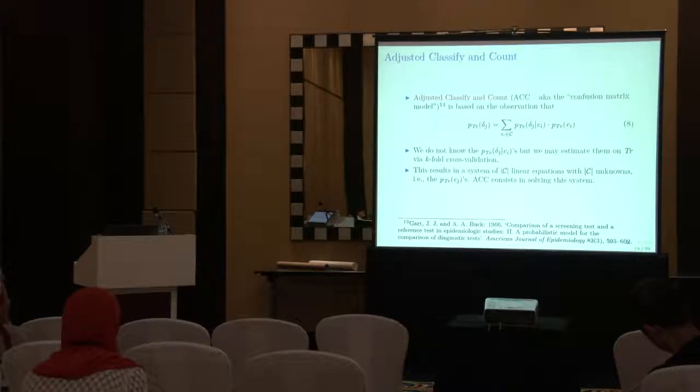Okay. So if you basically do k-fold cross-validation, you can figure out all of these probabilities. So you can estimate these probabilities on the training set. You don't have the real probabilities from the test set, but you have estimates of them. So you have this, you have this, and then you can solve the system of linear equations to recover this.